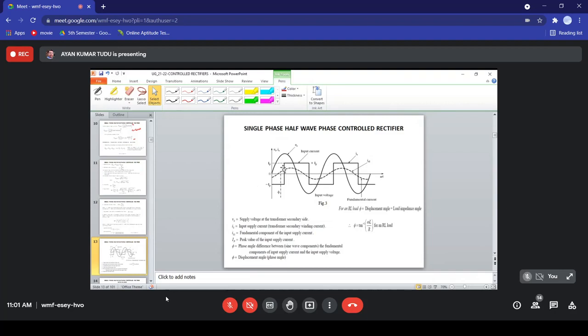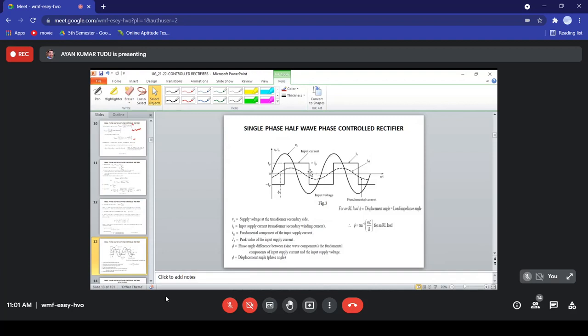Okay, and Is is the input supply current. This is the input supply current, and its fundamental component is this one. So the fundamental component along with all the harmonics will give us this type of square waveform. Okay, so what is our IP? As you can see, IP is the peak value of the input supply current.